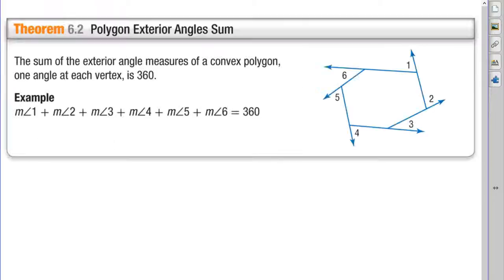Okay. So, theorem 6.2, the sum of the exterior angle measures of a convex polygon, one angle at each vertex, is 360. And notice I threw that 1 in there because, again, if we doubled the number of exterior angles, if we did 2 off of each angle, it would give us twice this at 720. So we're just doing 1 for each vertex angle. Okay, so I got a series of questions here for you.